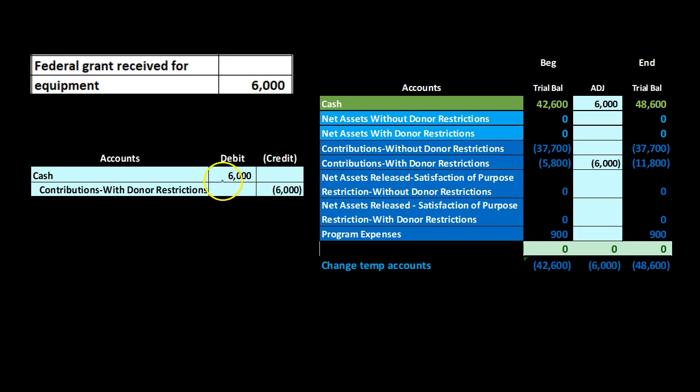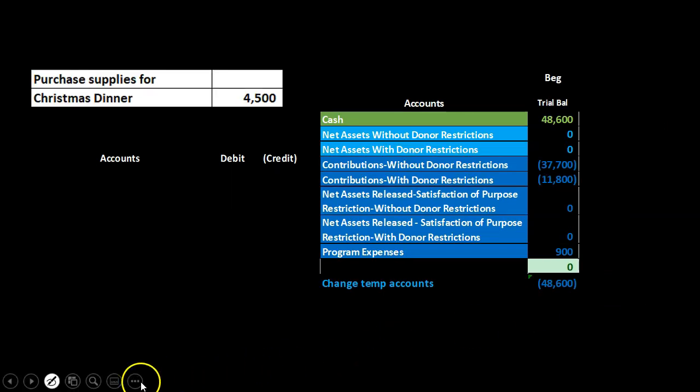Here we're going to have the cash. Cash is going up. We're going to be debiting cash. Cash is a debit balance, goes up in the debit direction. Then we're going to be crediting the income type account, contributions, the one with restrictions. So the credit balance account of $5,800 goes up in the credit direction to $11,800. The effect on the net income, the change in the net assets, is an increase here as well from $42,600 to $48,600.